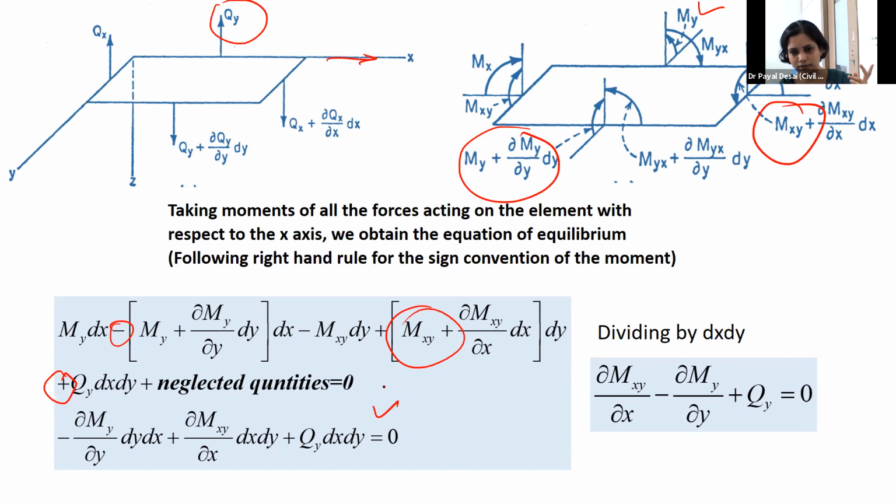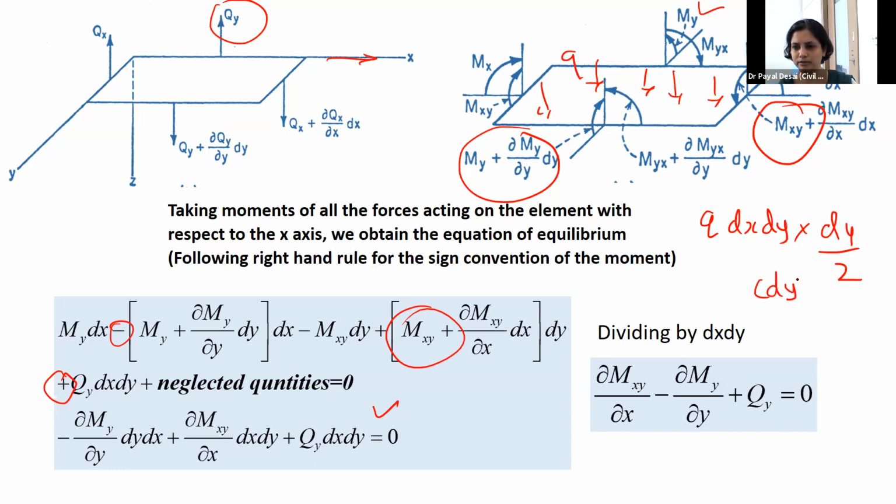Now, what about loading? Somebody may ask, okay, I have the loading also, in the transverse direction. There will be a loading here. But if you see the moments due to loading, they will be q into dx dy, and then you further multiply by dy by 2 for the moment about the x axis, and it becomes even smaller. This is already very small, less than 1, then dy square is even lesser than that. So this is a small quantity, and you may see that it is a neglected quantity.